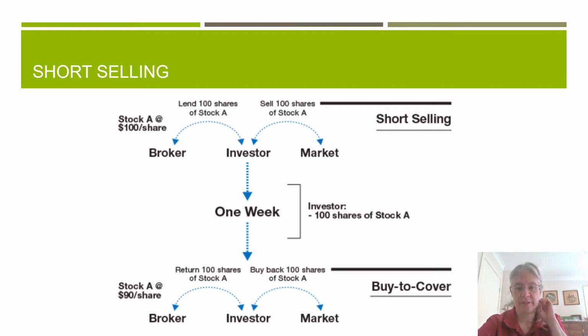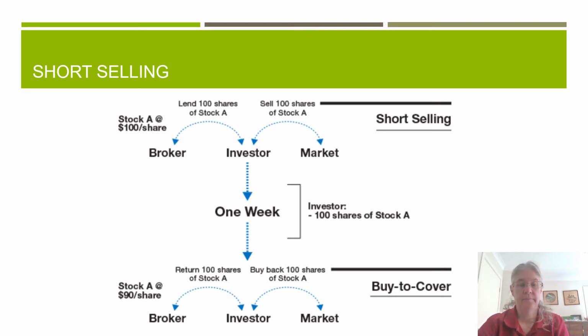Okay, so let's have a look at this picture. Here we have our investor. So we've got our broker. The investor is borrowing the shares. They're worth $100 at the moment, and the broker lends those shares to our investor. Once they get them, they then sell them, 100 shares, to the market. Okay. Time then passes, a week later. Now remember, they're owing 100 shares back to that broker.